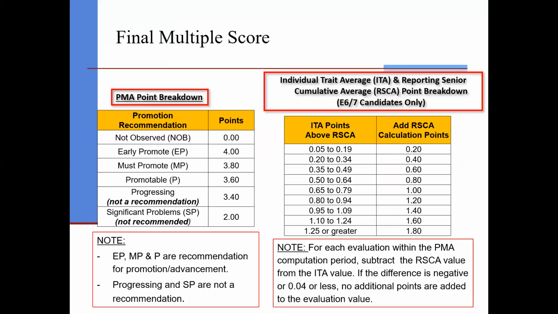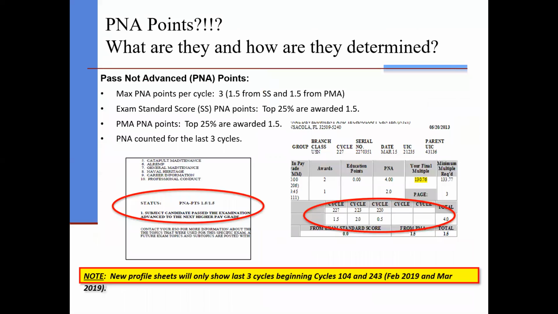Final multiple score, PMA breakdown, your ITA, and RISCA. Note, EP, MP, and P are recommendations for promotion advancement. Progressing and SP are not a recommendation. Note, for each evaluation within the PMA computation period, subtract the RISCA value from the ITA value. If the difference is negative or 0.04 or less, no additional points are added to the evaluation value.